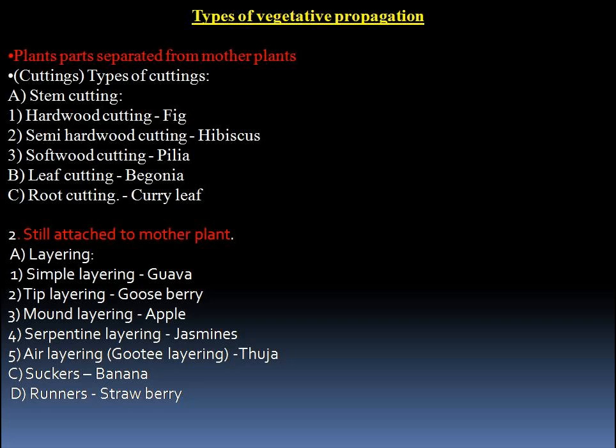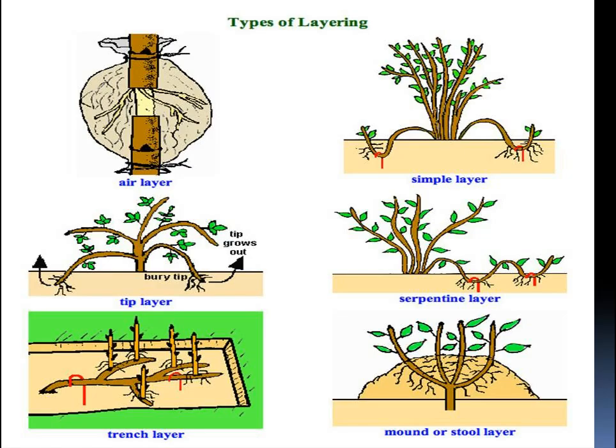So the plant parts are separated from the mother plant, or still attached to the mother plant, so there are different methods. There are two types. Cuttings, that is, cuttings are separated: stem cuttings, hardwood cuttings, semi hardwood cuttings, softwood cuttings. Leaf cuttings we can also use for propagation, like in begonia. Then there are the different types of layering. So layering is one of the methods.